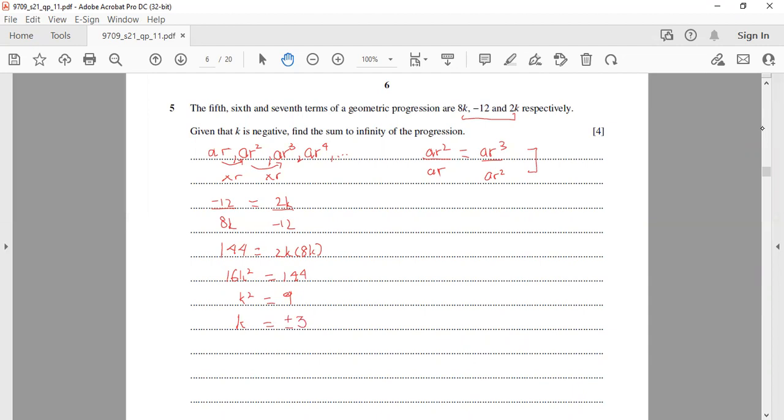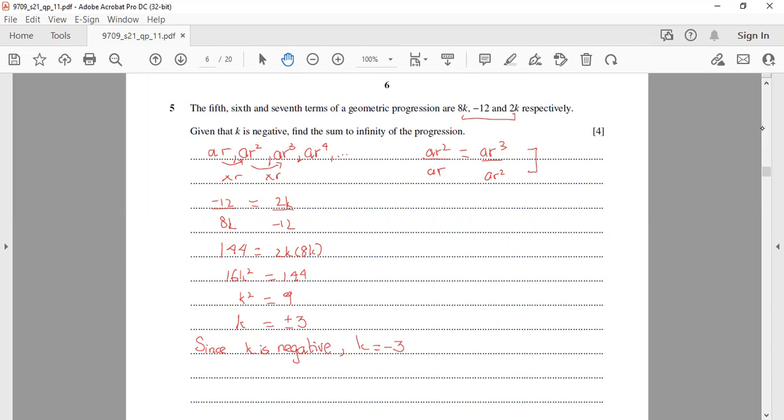Maintenant, on note que dans la question, t is negative. So we will reject the value for k that is positive. So since k is negative, k is equal to minus 3.